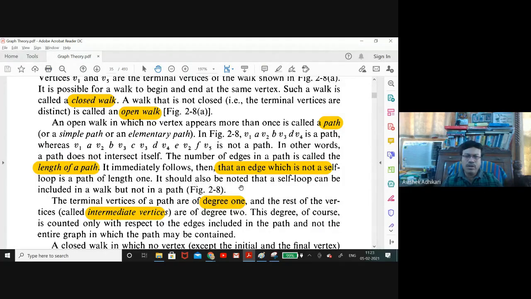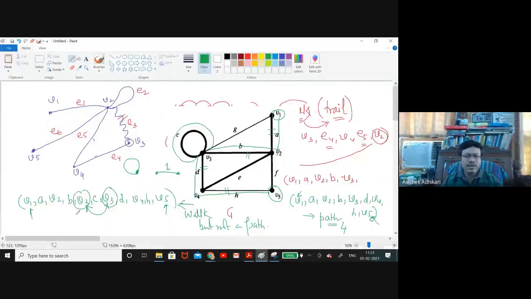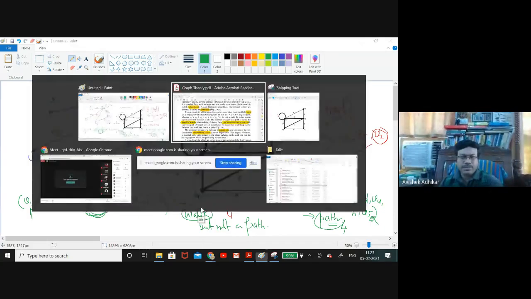It should also be noted that a self loop can be included in a walk but not in a path. As I mentioned, here we have included the self loop, this one, in a walk but not in the path. So we avoided that self loop just to stop repeating the vertex V3. That's why this is a path and this is a walk which is not a path.